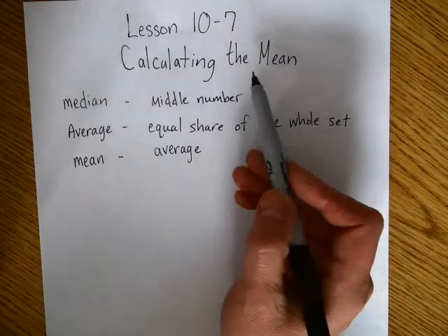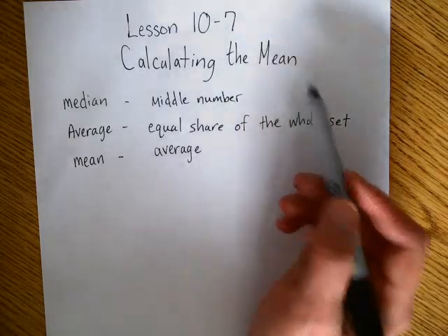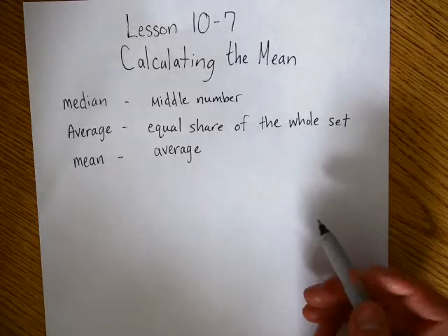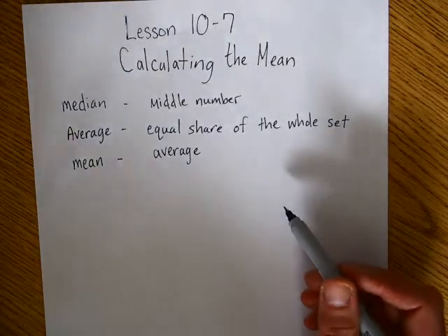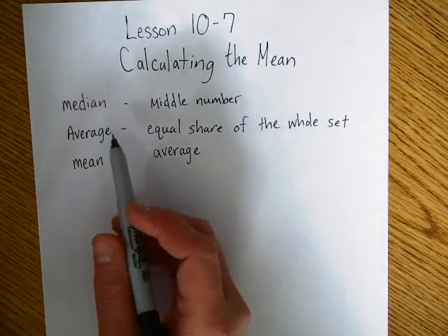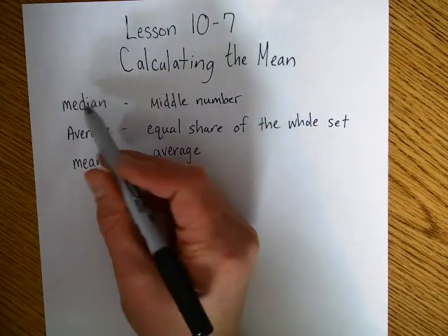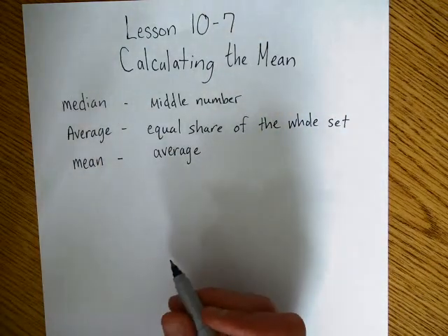This is lesson 10.7, Calculating the Mean, the parent help video for grade 3 Everyday Math. We have 3 vocabulary words to go over at the beginning of this lesson. All of these vocabulary words refer to a set of data.